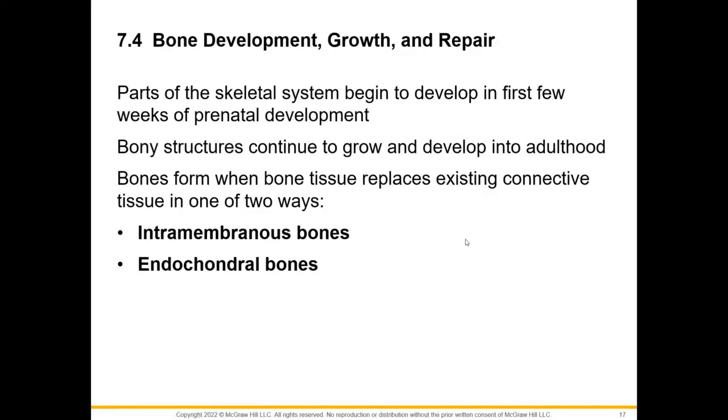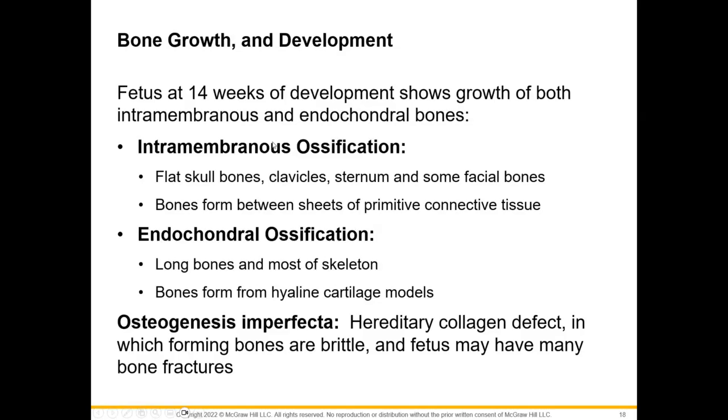Parts of the skeletal system begin to develop in the first few weeks of prenatal development. The bony structures will continue to grow and develop into adulthood. Bones form when bone tissues replace existing connective tissue in one of two ways, either intramembranous ossification or endochondral ossification. Bones made by these two processes we call intramembranous bones or endochondral bones. The fetus at 14 weeks of development will show growth of both.